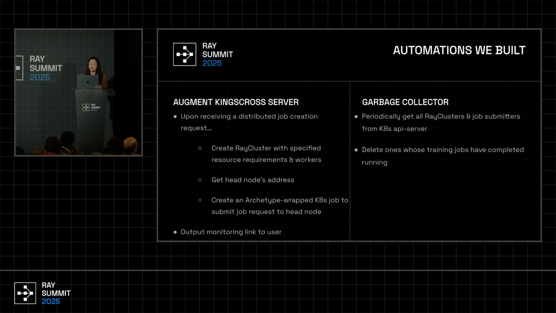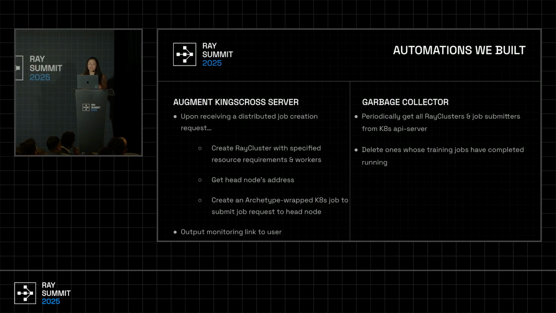Now the automations that we built to enable this end-to-end flow. First, we augmented the King's Cross server. Like I mentioned previously, when the user submits a request to create a distributed job, we create the Ray cluster, we create the Kubernetes native job wrapped in archetype, we get the head node's address, we pass that to this archetype wrapped Kubernetes native job so it knows where to send the request to, and we also pass along the user's job arguments to their training code job. Job is an overloaded term. And we output monitoring links to the user.